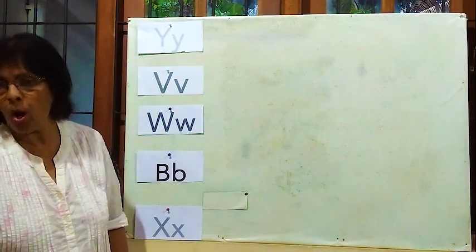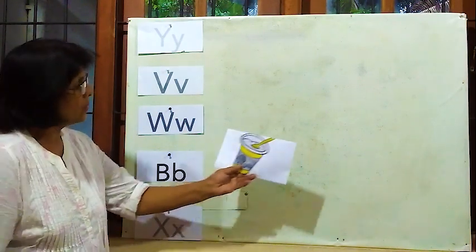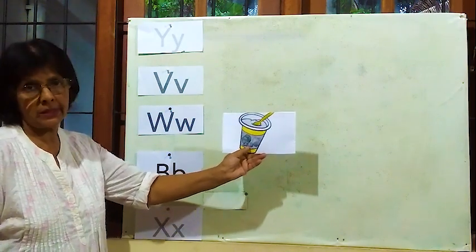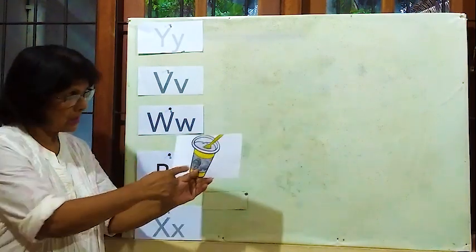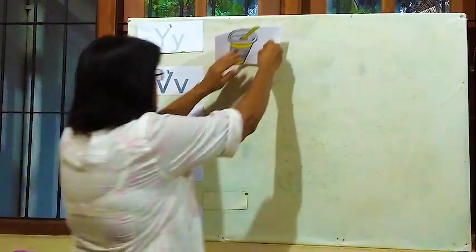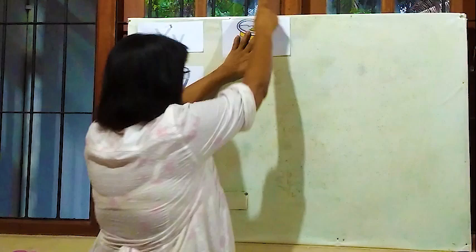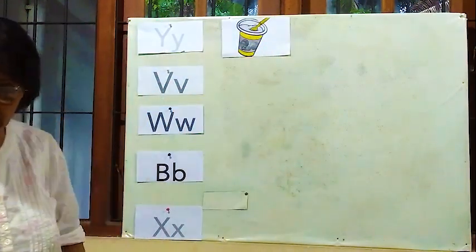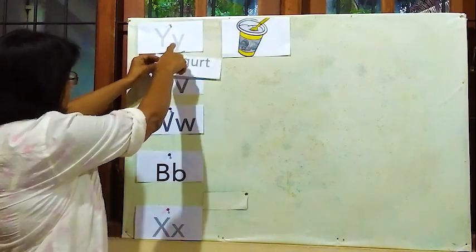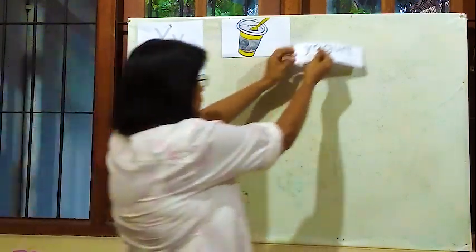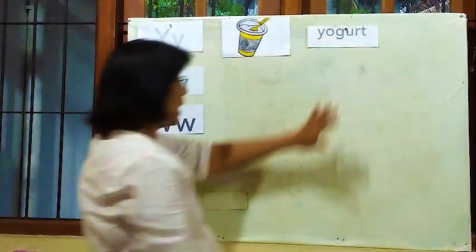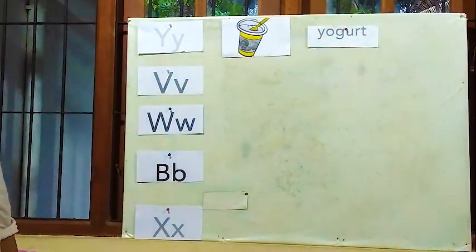Now the first one, Y. Y for, yes, what is this? Y for yogurt. Yogurt here. Y for yogurt. Then the word, the first letter here, Y. Y for yogurt. Okay. Y for yogurt.